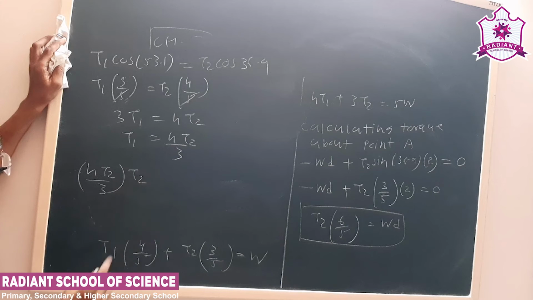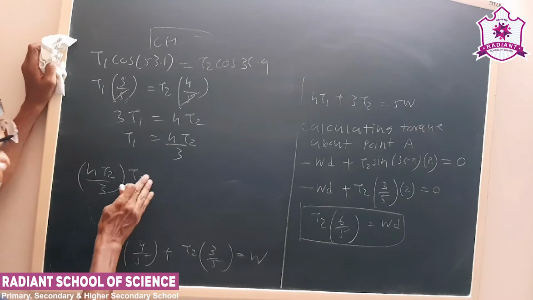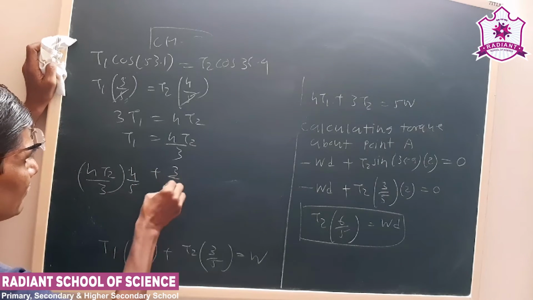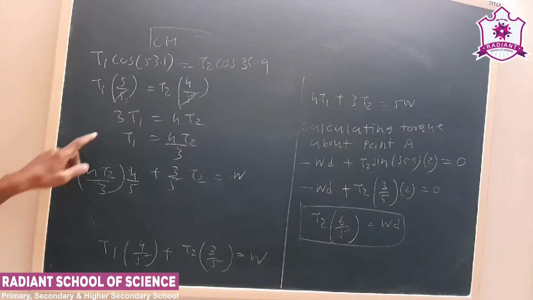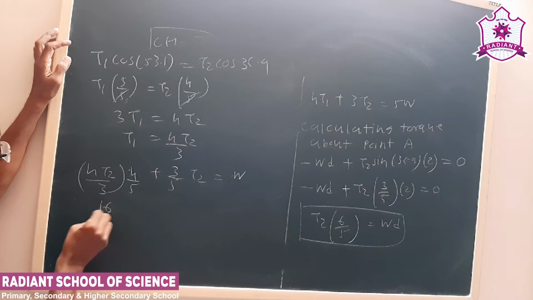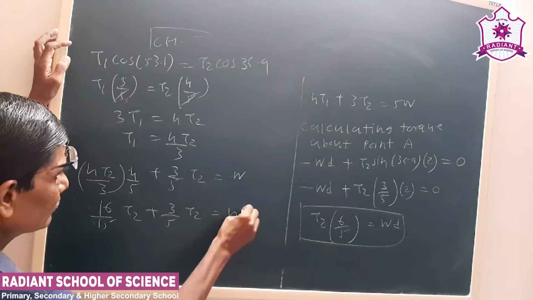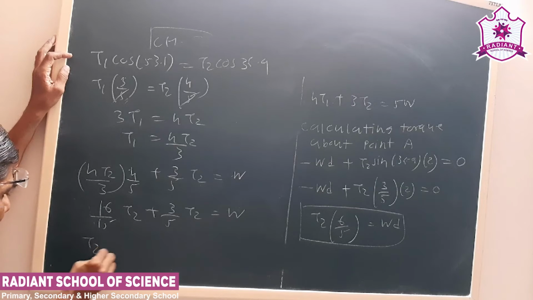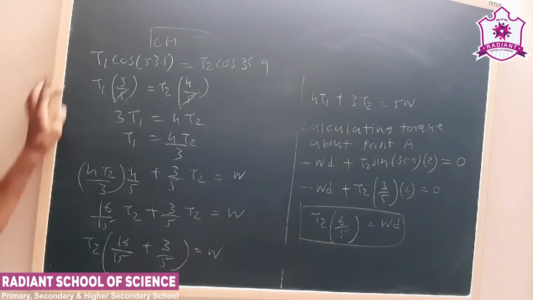T2 into 4 by 5 plus 3 by 5 T2 is W. Now T1 value is 4T2 by 3. I have substituted 4 by 5 as it is, plus 3 by 5 T2 is W. Now see, if you solve, it is 16 by 15 T2 plus 3 by 5 T2 is W. Now T2 we can take common, 16 upon 15 plus 3 by 5 is W.